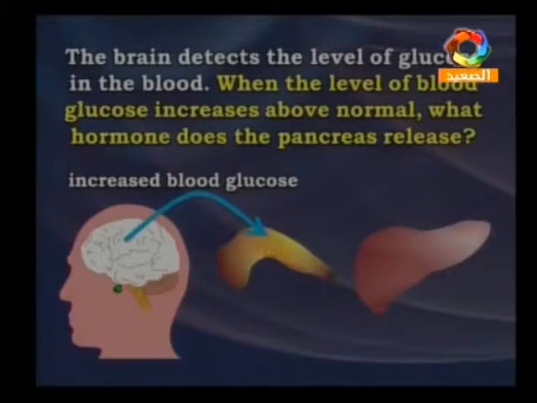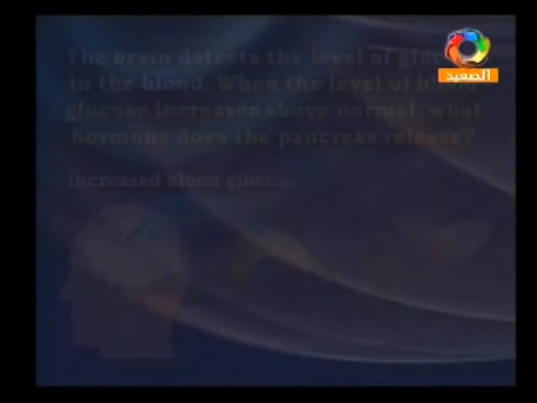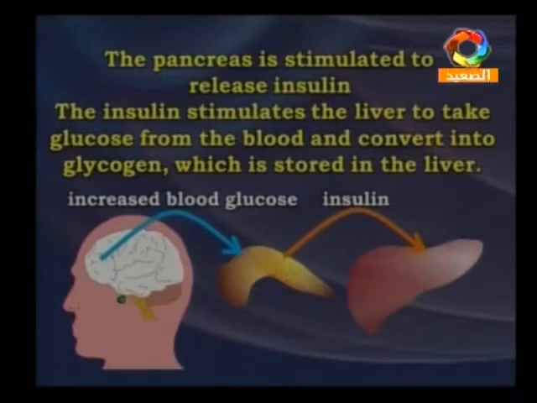To make the secretion of the insulin hormone from the pancreas, to decrease the glucose sugar in the blood and move it inside the liver to store. So the pancreas is stimulated to release insulin, and the insulin stimulates the liver to take glucose from the blood, store it inside, and convert it into glycogen. Glycogen means the type of sugar that is converted from glucose inside the liver to be stored there.